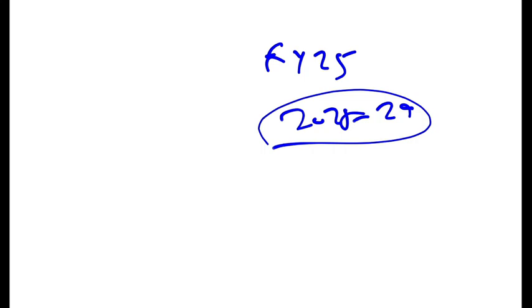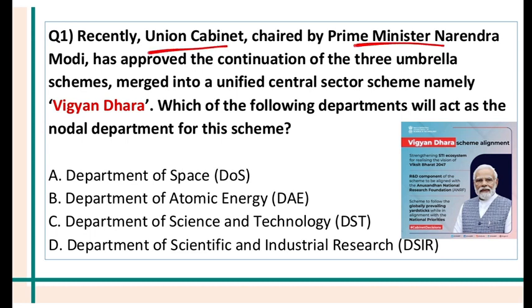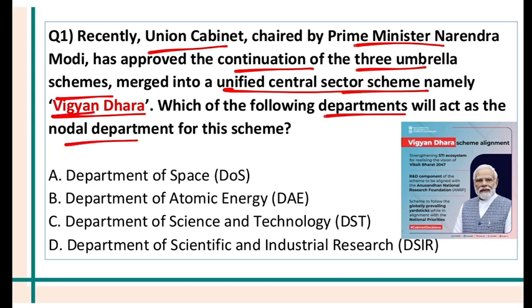Otherwise, you are eligible. The Union Cabinet, chaired by Prime Minister Modi ji, has approved the continuation of 3 umbrella schemes merged into a unified central sector scheme called Vigyan Dhara. Which department will act as the nodal department? The word Vigyan is a Hindi word which means science. So it is the Department of Science and Tech. A very simple question.